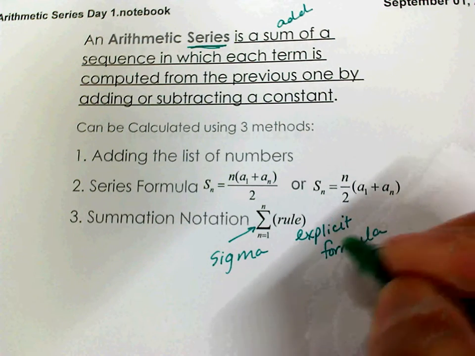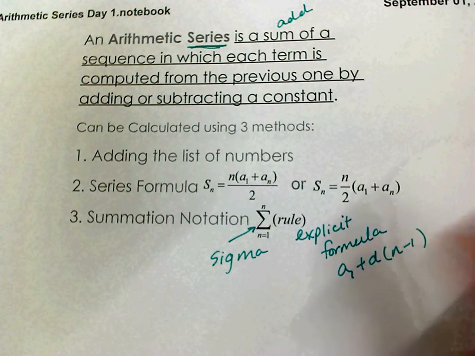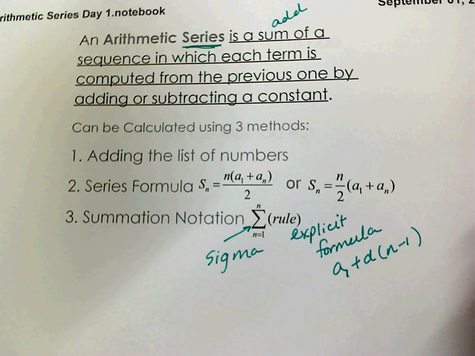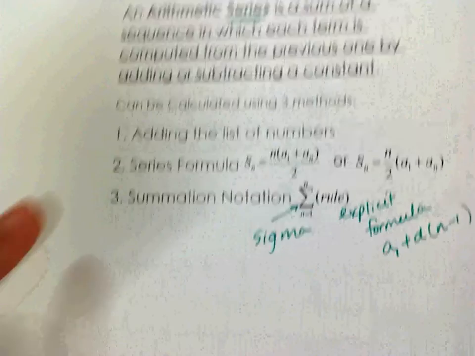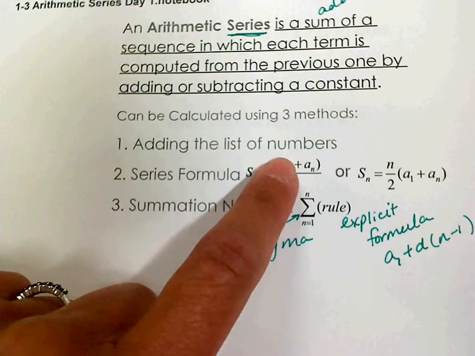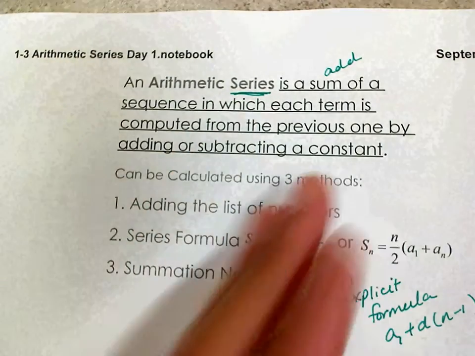In arithmetic, it's A1 plus DN minus 1. And you're going to use that to let the calculator do all the work for you. So for example, let's look at the very first one, okay? So we're going to look at adding the list of numbers. Remember, a series has a beginning and an end. So let's look at example 1.